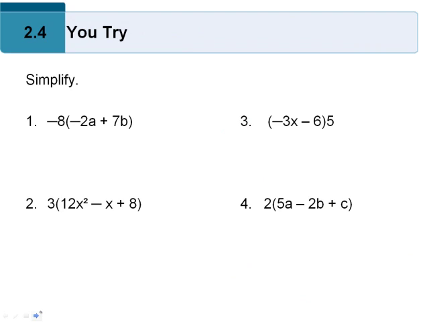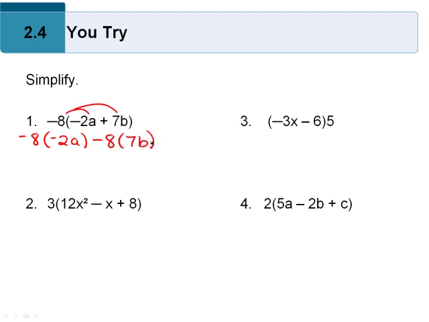All right, so here's some for you to try. Pause the video and try these on your own. So we want to simplify. Number 1, we're going to distribute negative 8 through negative 2a plus 7b. So we're going to multiply that by both of those terms. Negative 8 times negative 2a and negative 8 again times 7b.